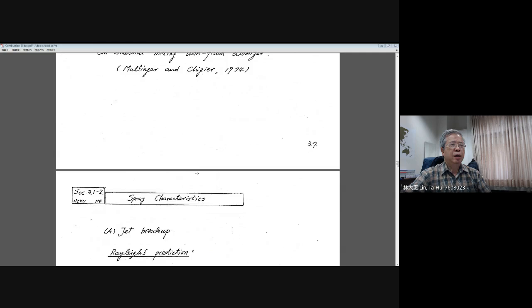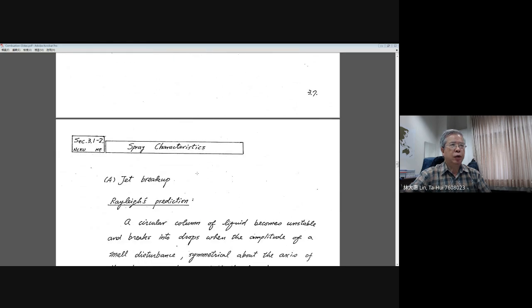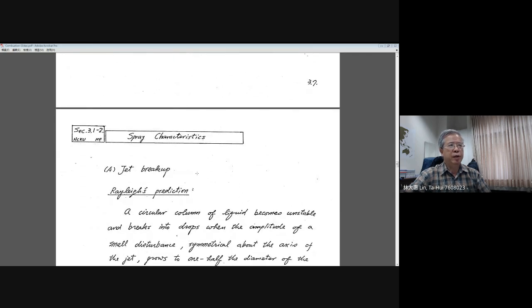Okay, now we will go to some theoretical descriptions on the spray characteristics later.